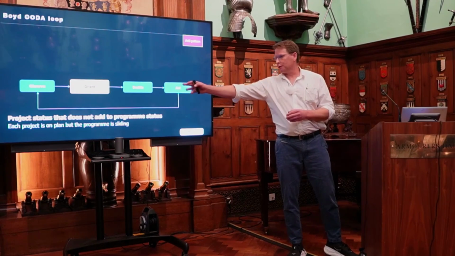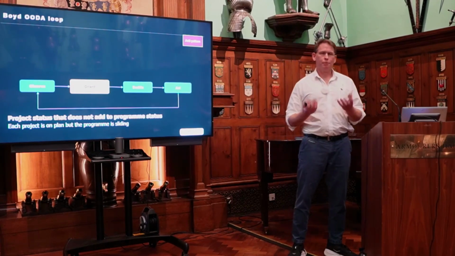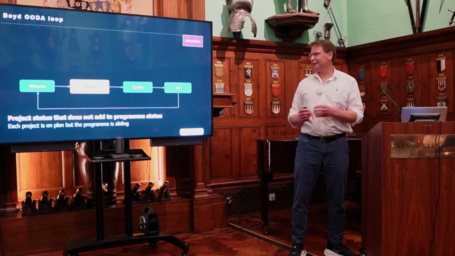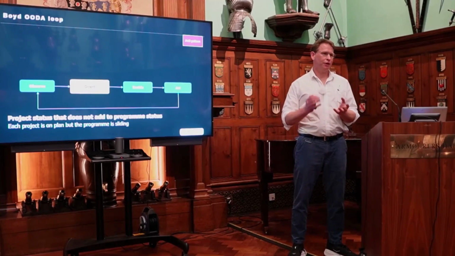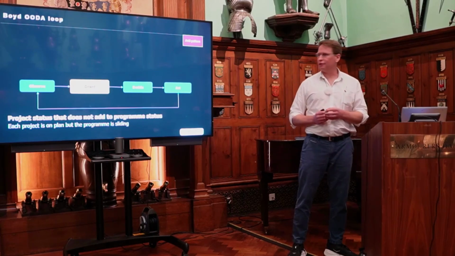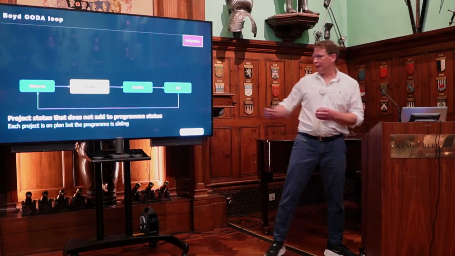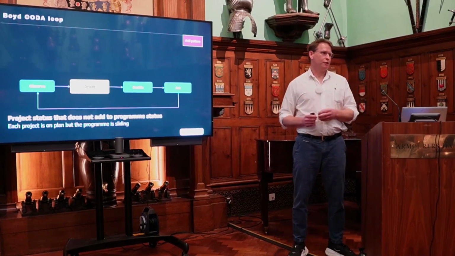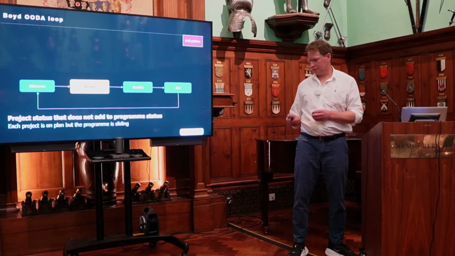But because they were reporting on the thing that was easy, project status, they weren't reporting at a program level, and they weren't reporting things like the resource picture. They weren't reporting on dependencies. So from a program perspective, it wasn't going well, but the individual projects were going well.